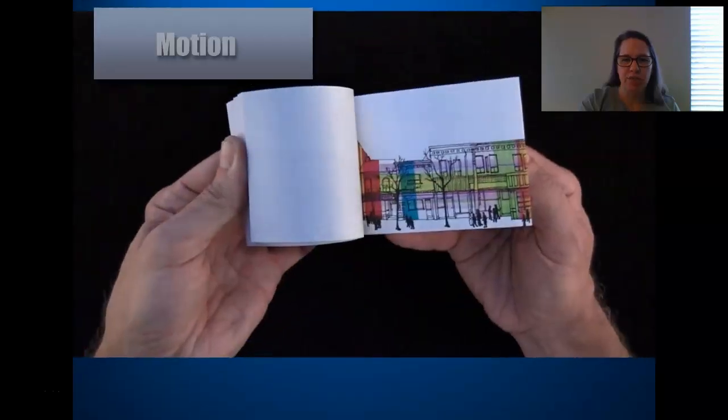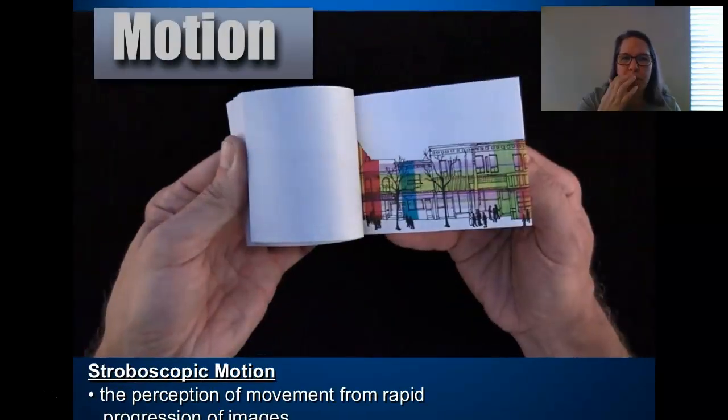Good images for you there. All right, motion, ideas of motion. This is not necessarily gestalt, but I put it in there in the chart. So this idea of stroboscopic motion. So this is the perception of movement from the rapid progression of images. So if you guys have ever had like a flip book, or if you've ever taken a book of Post-it notes and made a flip book, you have used stroboscopic motion.